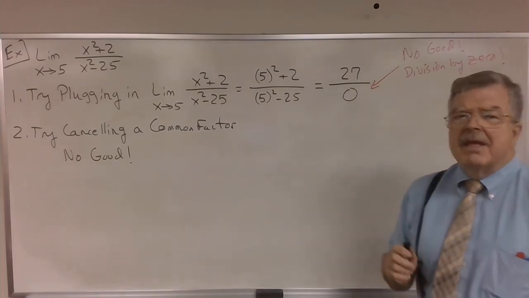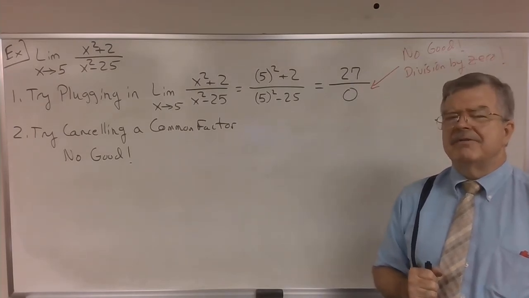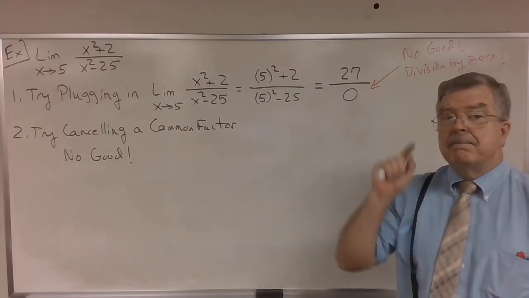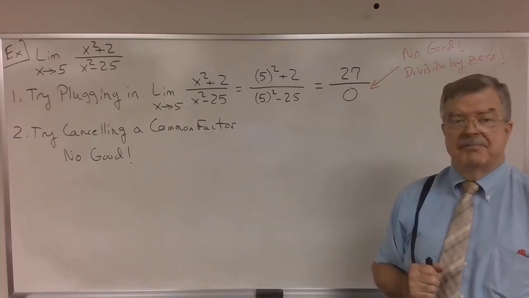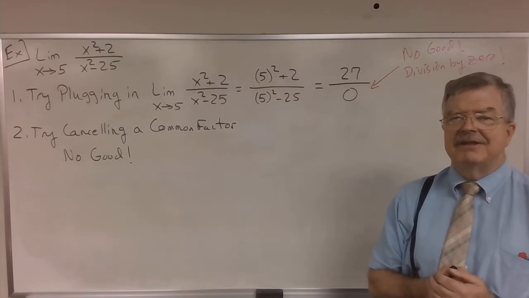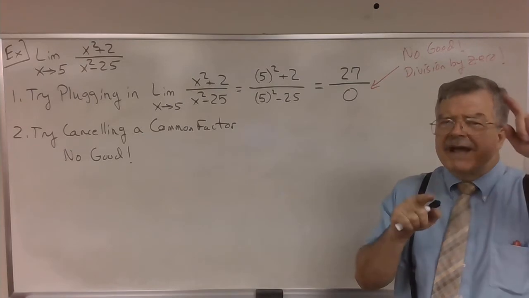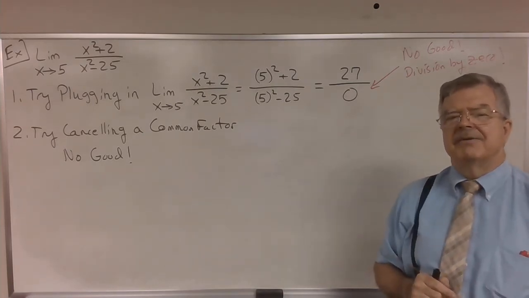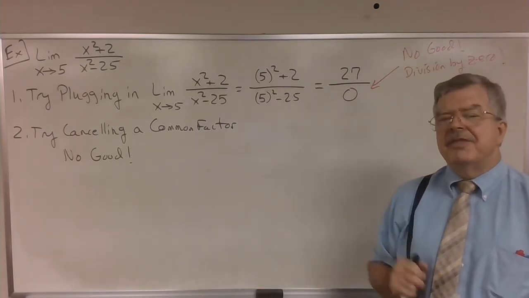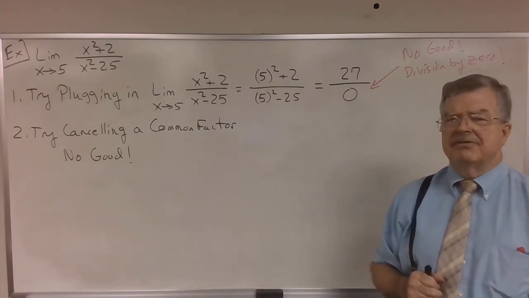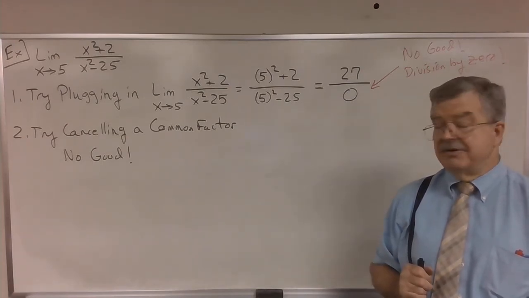Think about it. In all of the other examples where we plugged in and we were dividing by 0, both the numerator and the denominator were 0. And the canceling strategy worked. We'd cancel that common 0 factor out of numerator and denominator, and then we'd plug in. But that strategy only works when both the numerator and the denominator are 0.